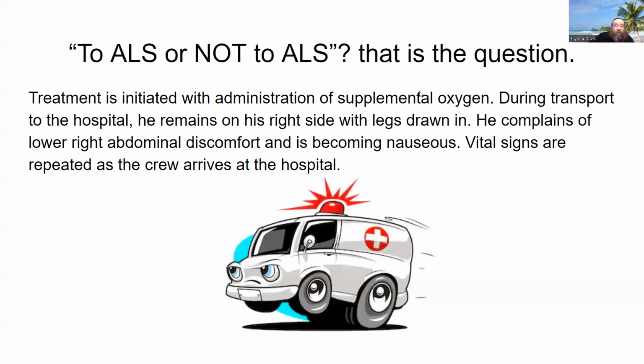So the big question, to ALS or not to ALS? Okay, and that is the question. I don't know the answer, okay? I'm going to make a case for both. So supplemental oxygen. Today, we don't give oxygen to everybody. Today, we want to maintain an SpO2 of 94 or higher. We said that he was having no difficulty breathing, and it's very possible that his oxygen level, his SpO2, is within normal range.